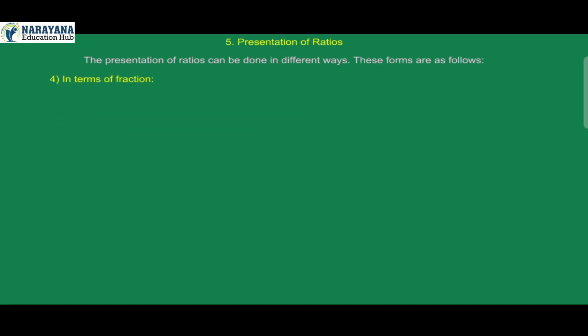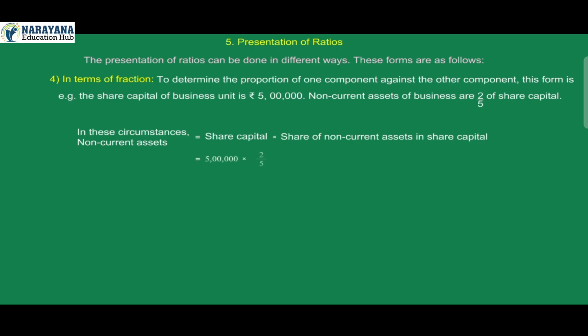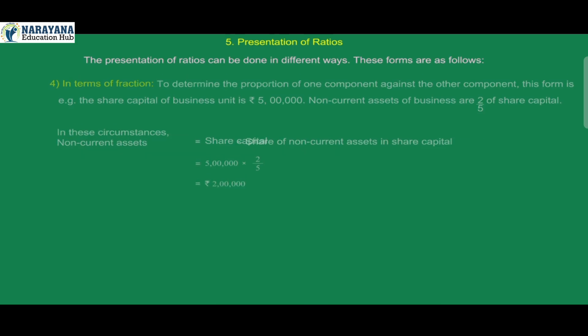4. In terms of fraction. To determine the proportion of one component against the other component, this form is used. Example, the share capital of business unit is rupees 5 lakh. Non-current assets of business are 2 divided by 5 of share capital. In these circumstances, non-current assets is equal to share capital into share of non-current assets in share capital, which is equal to 5 lakh into 2 divided by 5, which is equal to rupees 2 lakh.